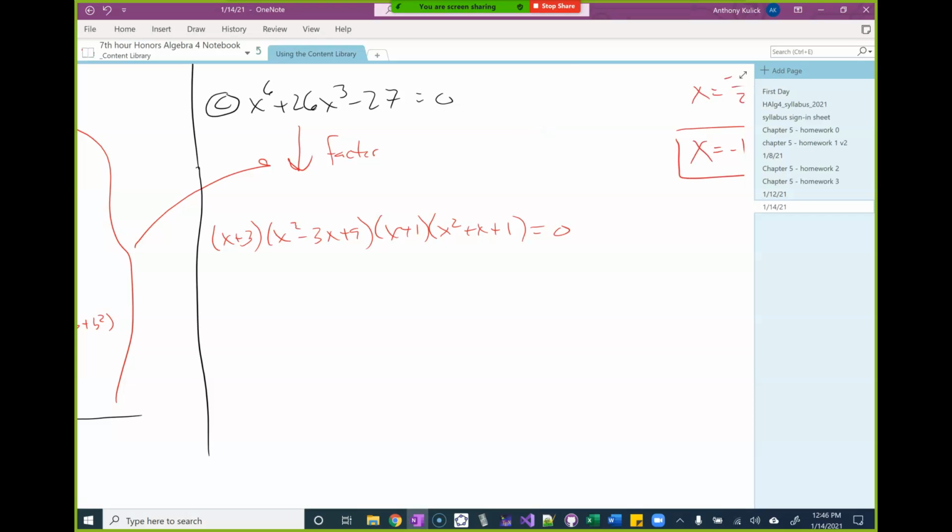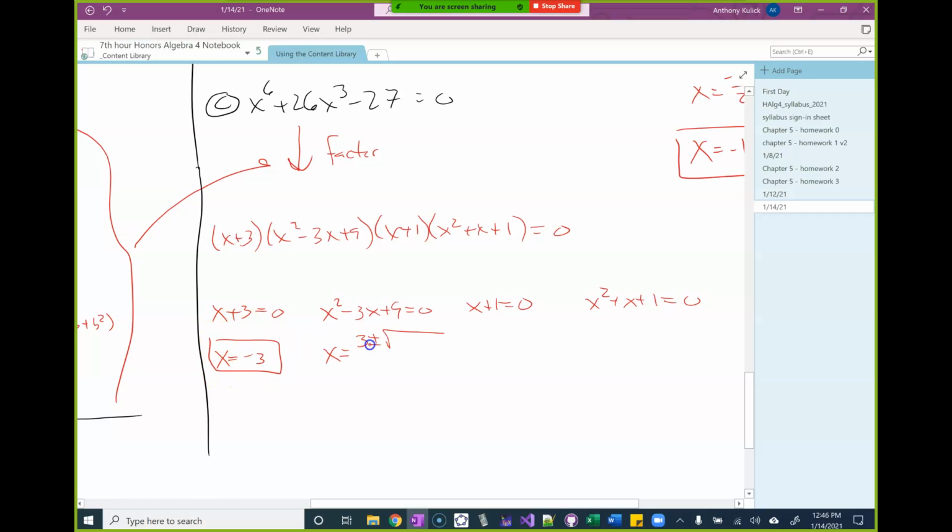So again, we factor that. I'm stealing all my work for factoring from the previous example. Using the zero product property, I can set each factor equal to 0, and then I can solve them. Second one, I have to use the quadratic formula. Negative of a negative 3 is positive. Negative 3 squared minus 4 times 1.